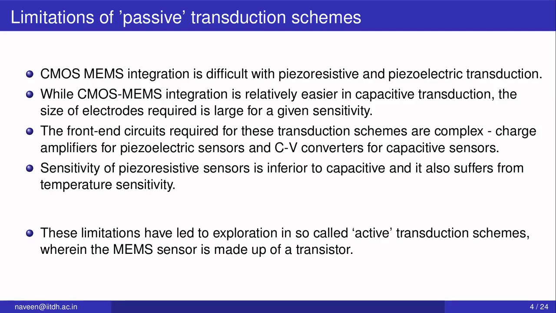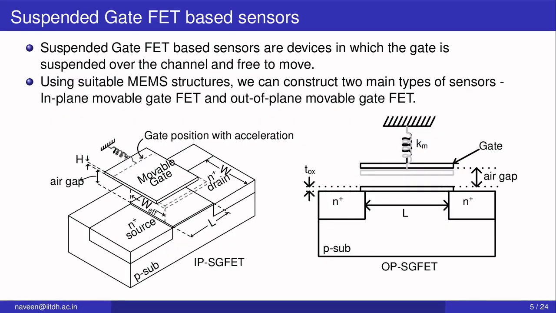So these limitations have led to exploration in so-called active transduction schemes, wherein the MEMS sensor is made up of a transistor. Suspended gate FET based sensors are something which people have been looking at. Essentially, this is a structure in which the gate is free to move over the channel.